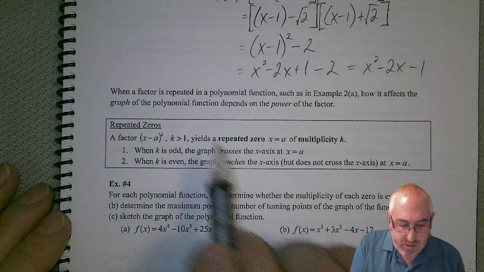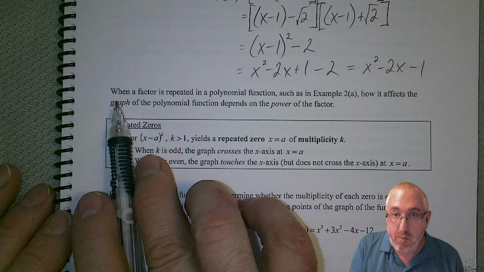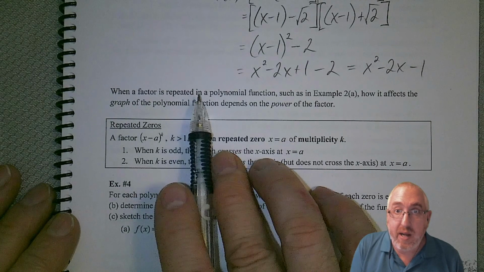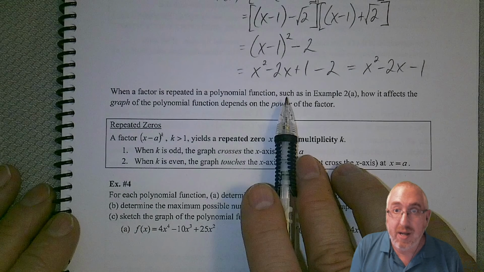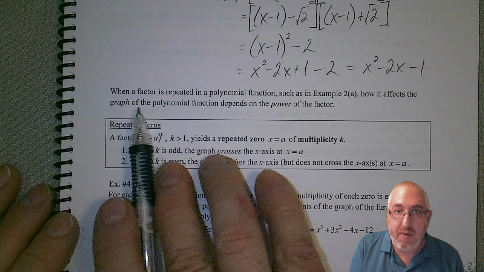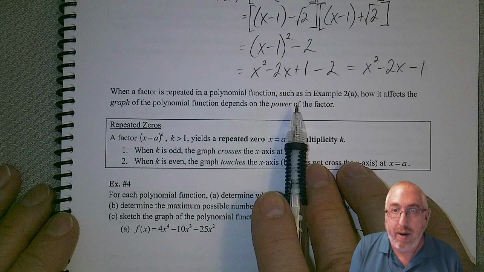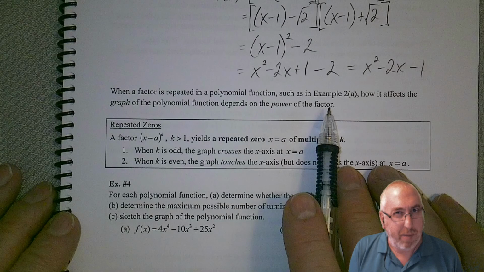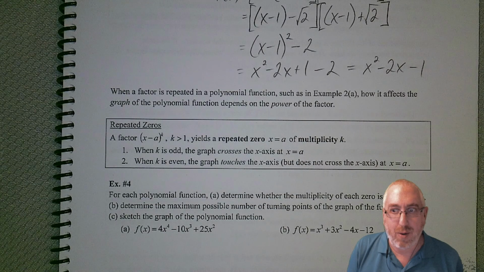So then the last little conclusion before we close this video. When a factor is repeated in a polynomial function, such as in example 2a, how it affects the graph of the polynomial function depends on the power of the factor. I'll let you think about that, and we'll come back to that in the next video. See you in a sec.